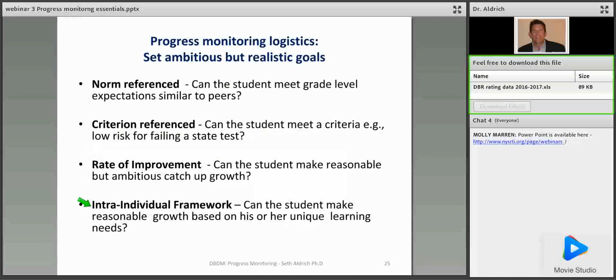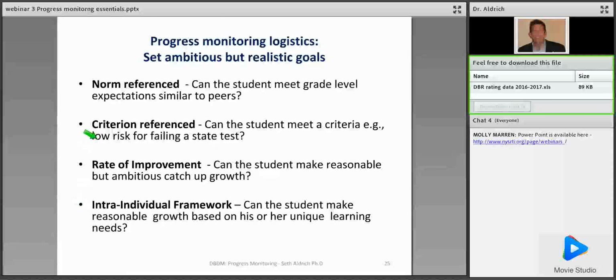Different kinds of setting realistic but ambitious goals we're going to talk about now. They're norm referenced goals. And the idea about a norm referenced goal is by the end of the year, I want the student to be, typically we would say, above the 25th percentile. That 25th percentile is kind of where we're talking about students sort of being in the pack. So are they able to meet grade level expectations similar to their peers?